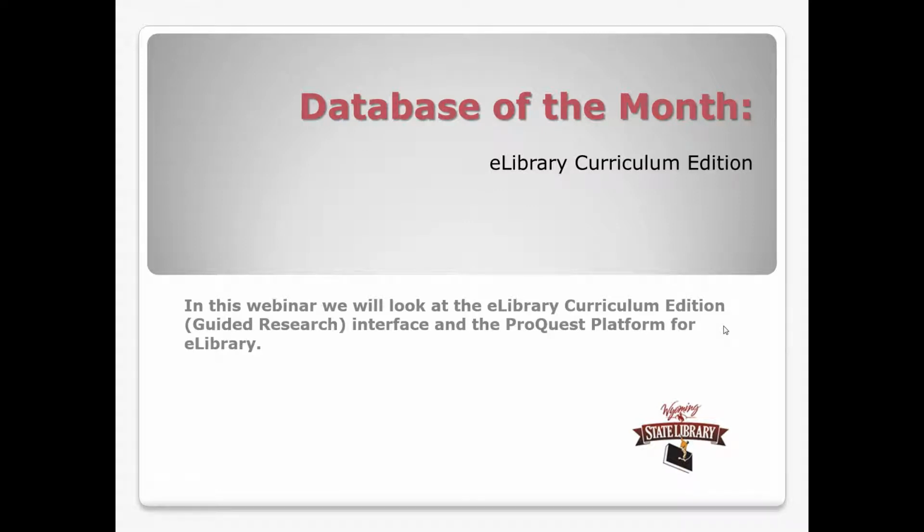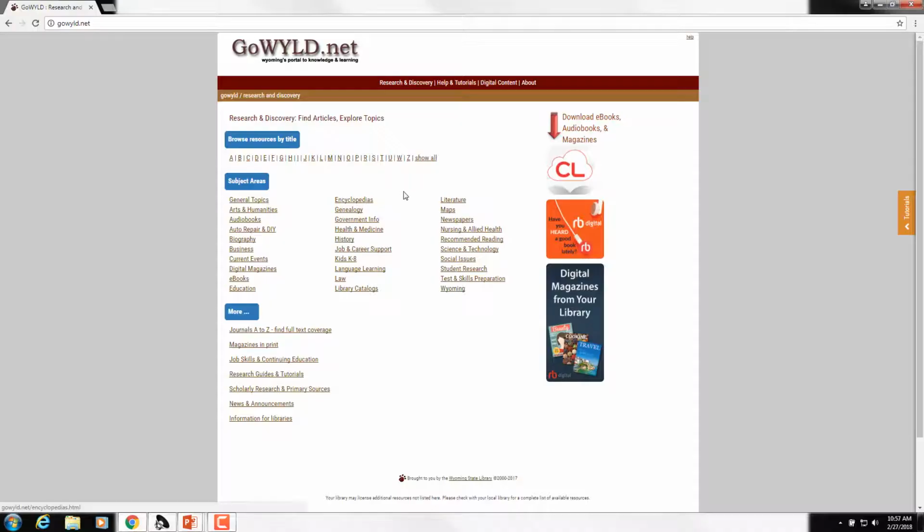Welcome to the Wyoming State Library Database of the Month, eLibrary Curriculum Edition. You can access this two ways: through the guided research application, eLibrary Curriculum Edition, or through the ProQuest Platform. We'll begin here at gowild.net.